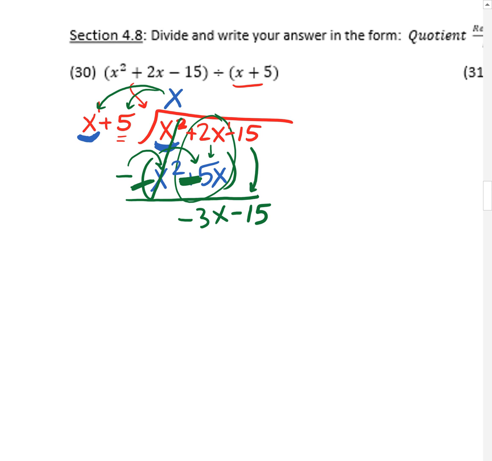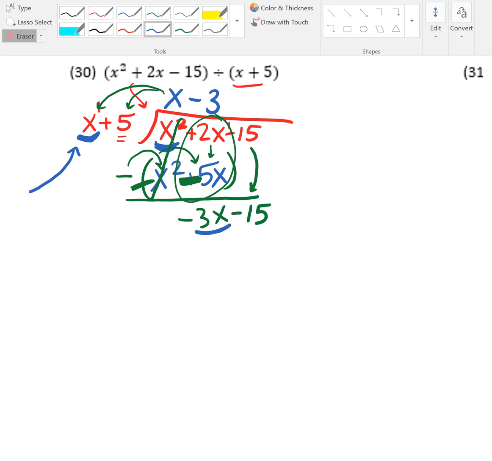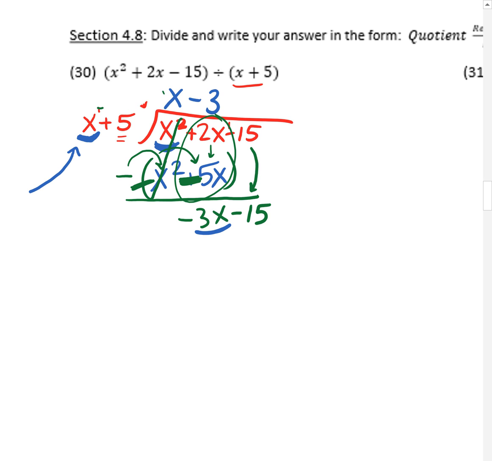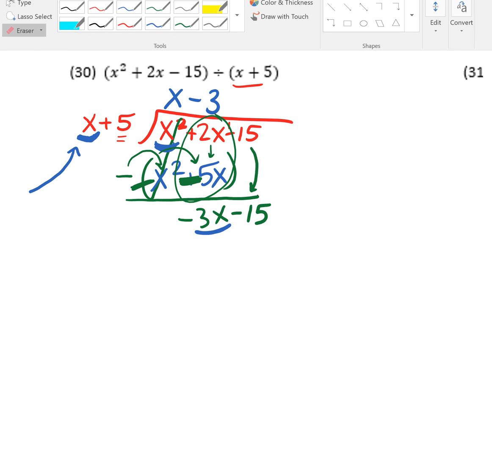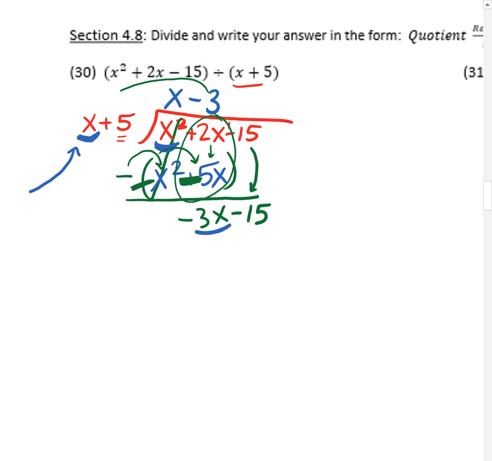I ask myself, what would I have to multiply x by to get negative 3x? X times what is negative 3x? That'd be negative 3. And now that I have that piece of the quotient, I'm going to take that negative 3 and multiply it by each term outside the divisor. Negative 3 times x is negative 3x. Negative 3 times 5 is negative 15. Okay, now I'll subtract those guys.